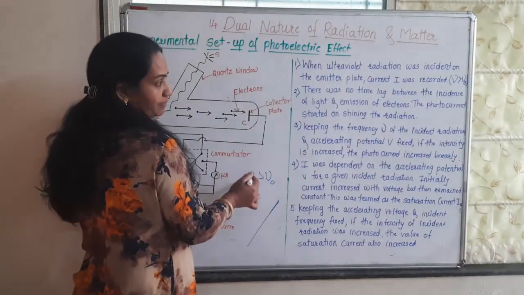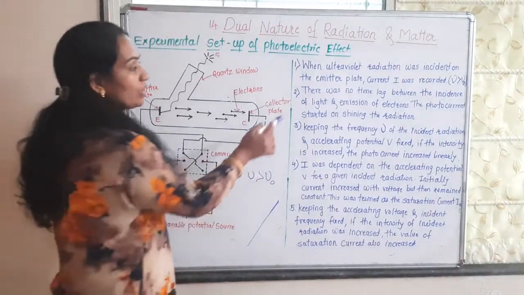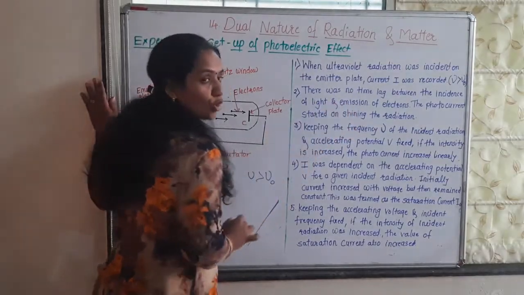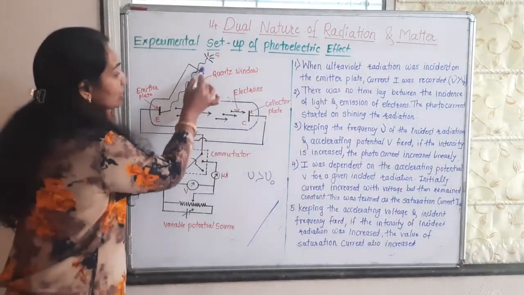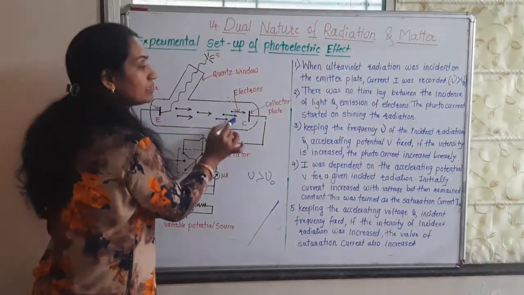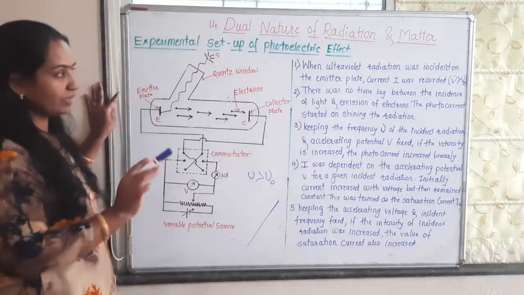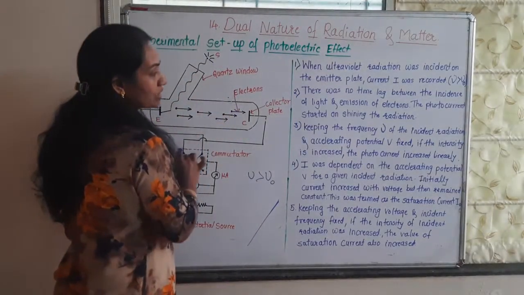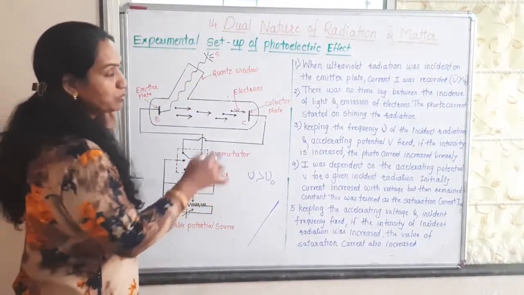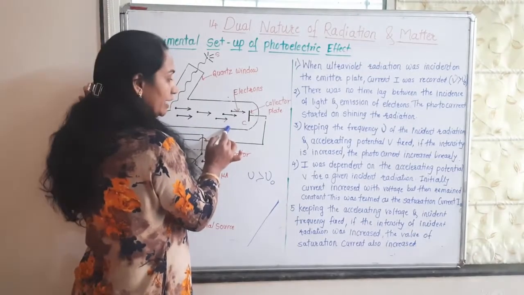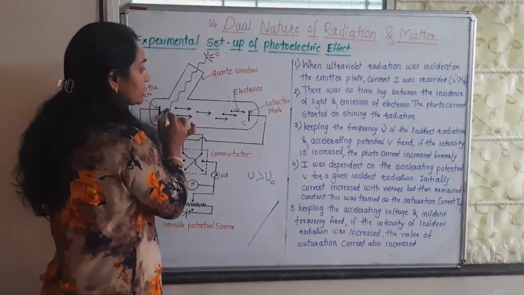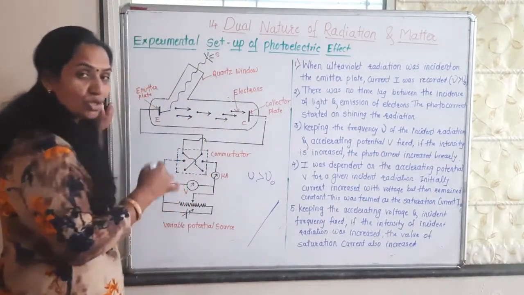The second point is that there is no time lag between the incidence of light and the emission of electrons. As soon as the light falls on the emitter, it ejects electrons. The photocurrent starts on shining the radiation, and if the incident radiation stops, the photoelectrons also stop.